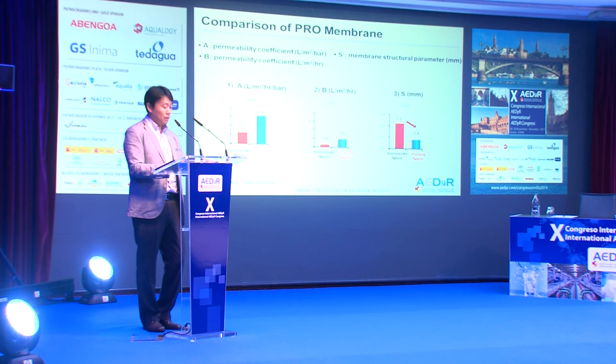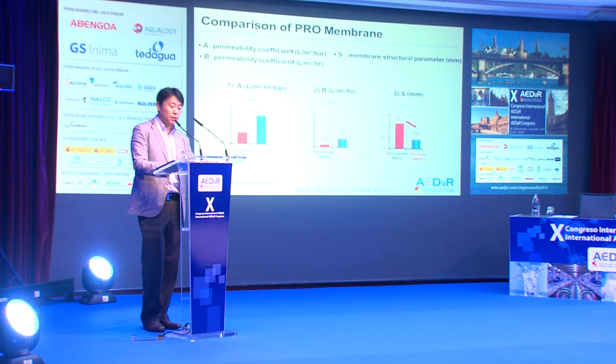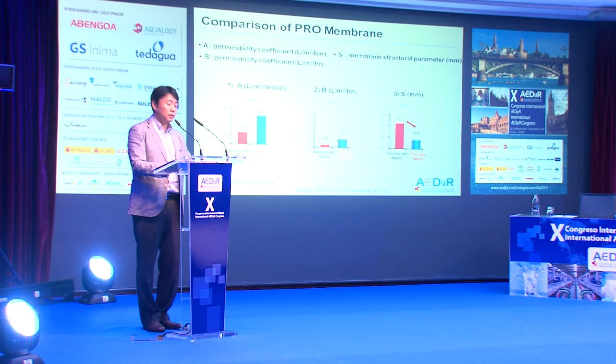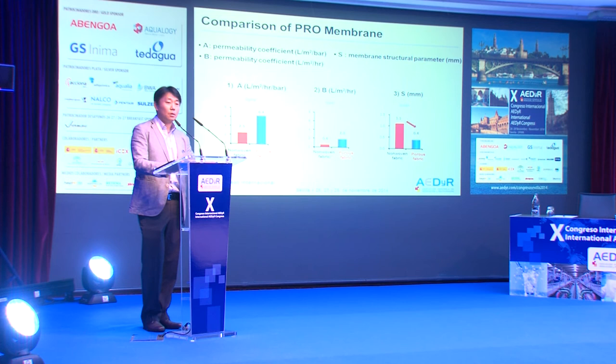Here's a graph comparing the A, B, and S values using a porous fabric and a non-woven fabric for the backing layer. In the case of using a porous fabric for the backing layer, the power density was greatly improved due to an increase of the A value and a decrease of the S value.